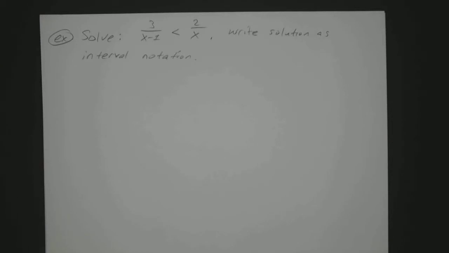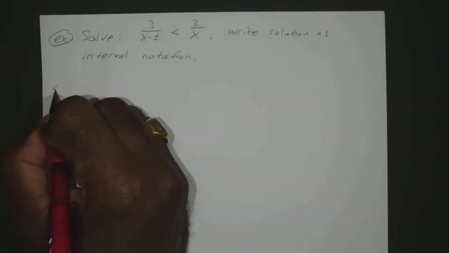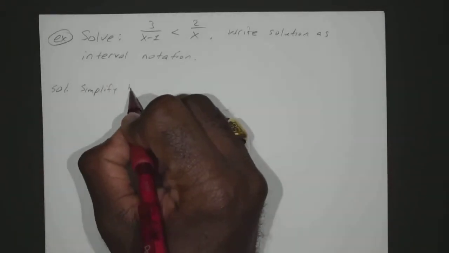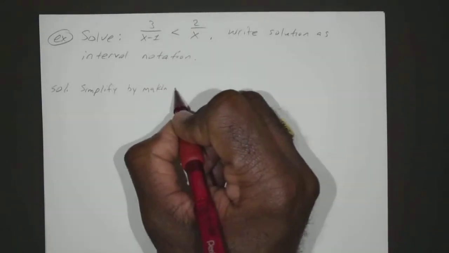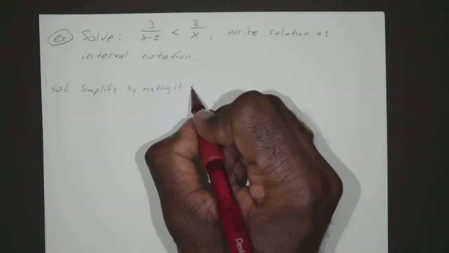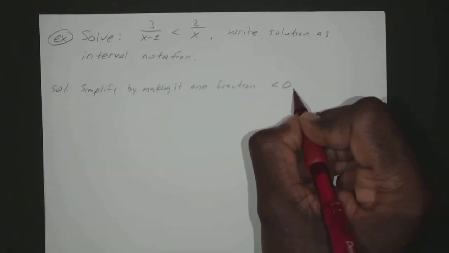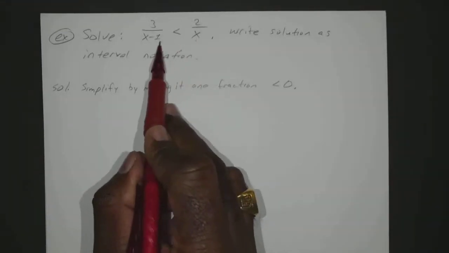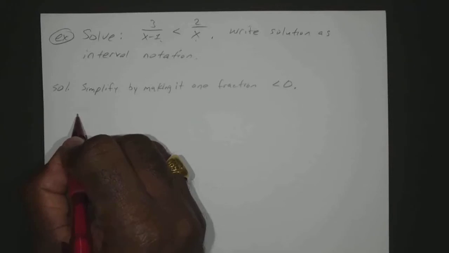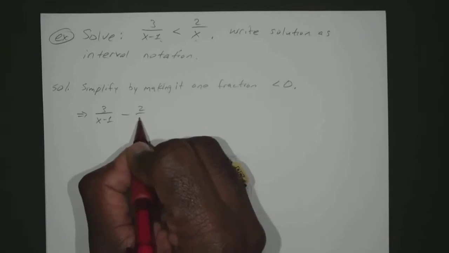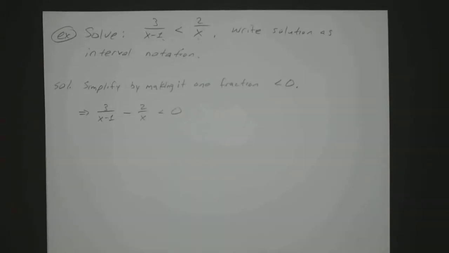Okay. So with this one, you want to once again solve for 0 by bringing everything over to one side, and if possible, make it one fraction. Okay. So you want to simplify. Making it one fraction, which is less than 0. Okay, so if we subtract 2 over x on both sides, that gives us 3 over x minus 1 minus 2 over x is less than 0.